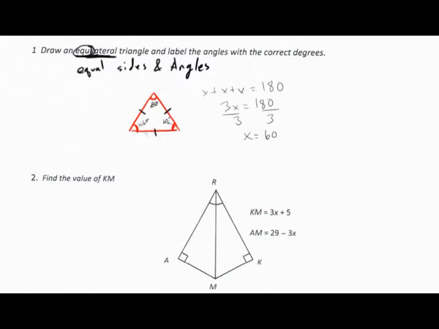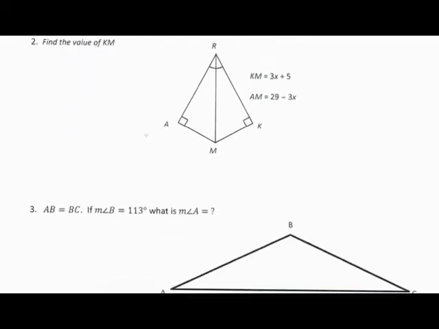For number 2, find the value of KM. Well, to understand this one, let's first label these. So I locate KM, and I find that KM is right here. So 3x plus 5. AM is 29 minus 3x. So I found these measurements and I put it on the picture.